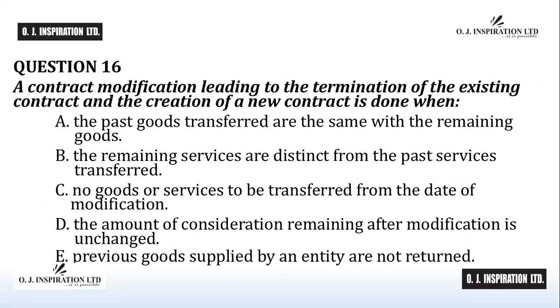Question number 16. A contract modification leading to the termination of the existing contract and the creation of a new contract is done when: A. The past goods transferred are the same as remaining goods. B. The remaining services are distinct from the past services transferred. C. No goods or services are to be transferred from the date of modification. D. The amount of consideration remaining after modification is unchanged. E. Previous goods supplied by an entity are not returned. 10 seconds gone. 20 seconds gone. Time up.